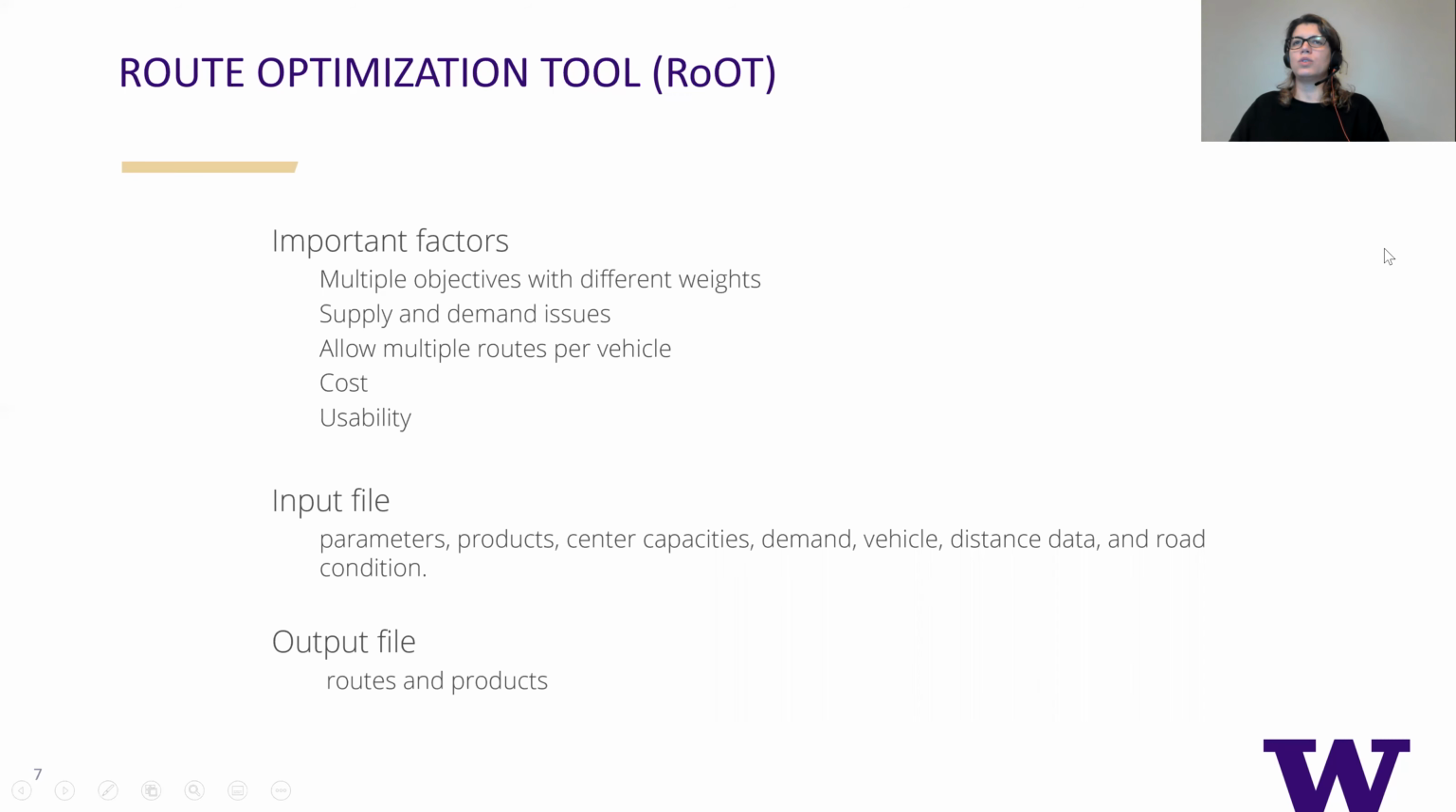And so RoOT has one input file with 7 sheets: parameters, products, center capacities, demand, vehicle, distance data, and road condition. It also has one output file of 2 sheets, routes and products. And we're going to present that now.